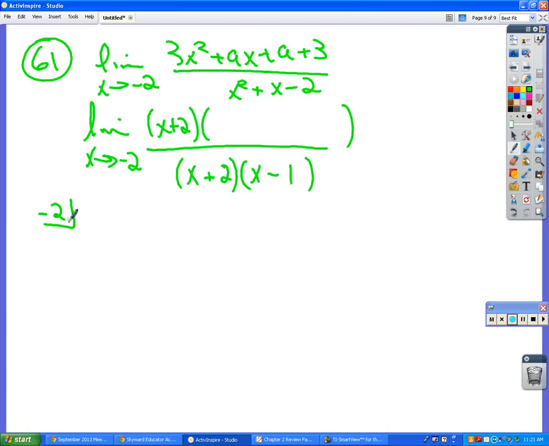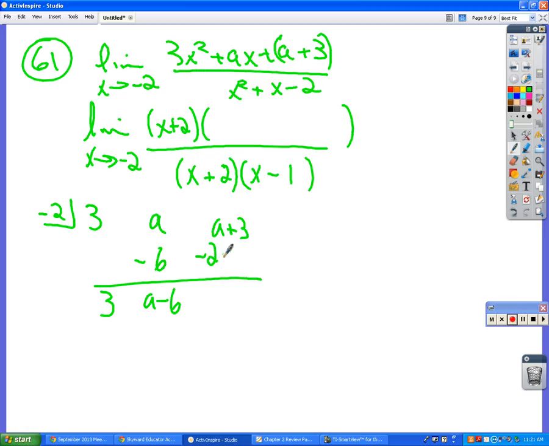So hopefully it'll work. This is going to be 3. This is going to be A. And be careful with this. This A plus 3 is my entire constant number. It's not two separate values. That's my constant. Okay, so bring down the 3. That gives me -6. A and -6 is A-6. Multiply that by -2 and you get -2A plus 12. Add those two things together and you get -A plus 15.